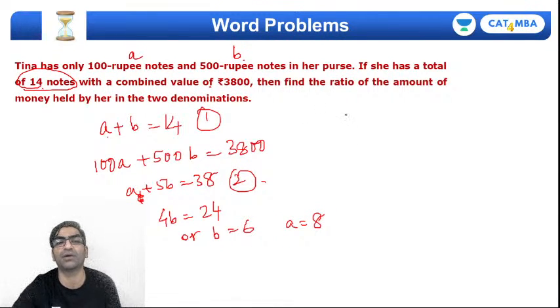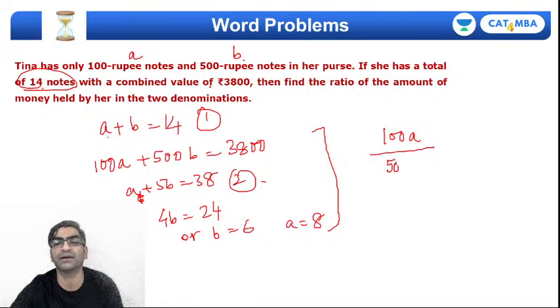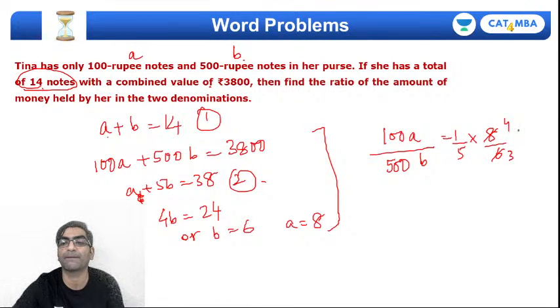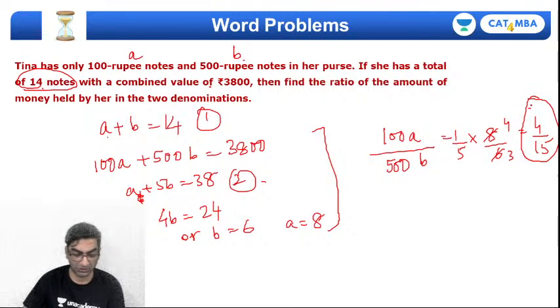Find the ratio of the amount of money held by her. So you want money held by her in 100 rupee denominations, 100A, and money held by her in the other denomination, 500B. So you want 100A upon 500B, right? So that's 1 by 5 into A by B, that's 8 by 6, or 4:15. So the required ratio here will be 4:15.